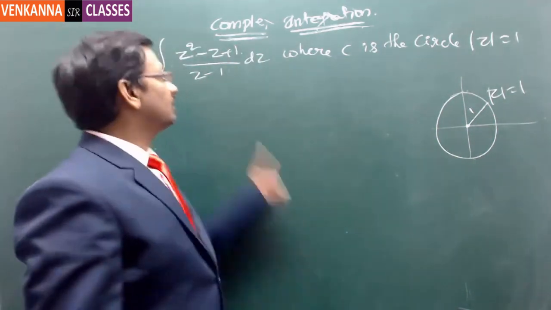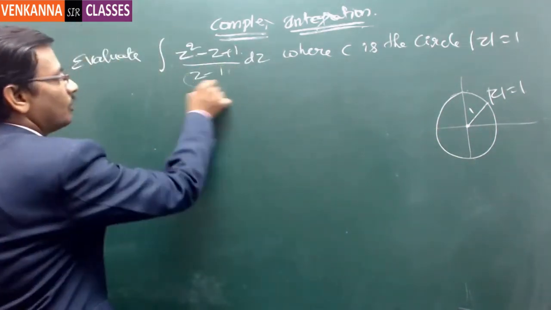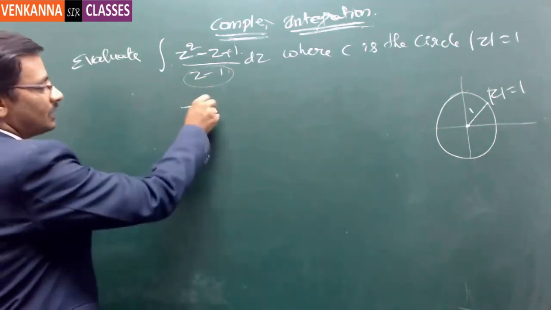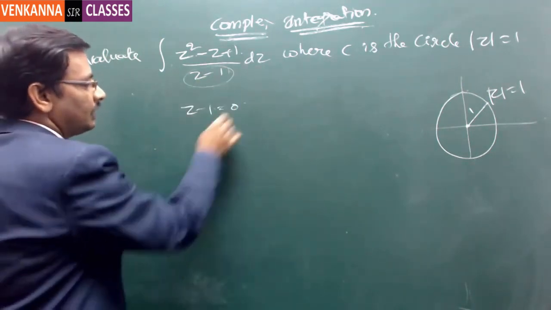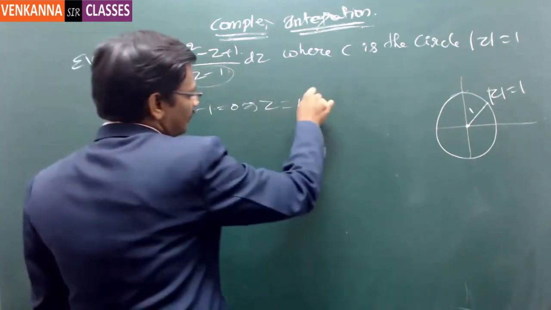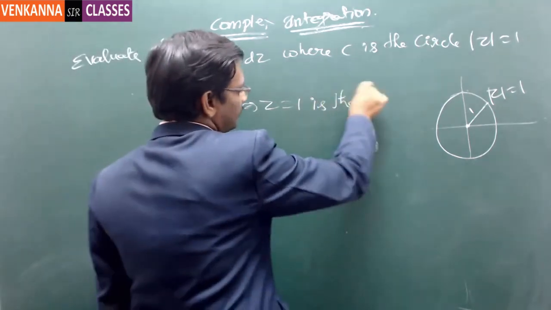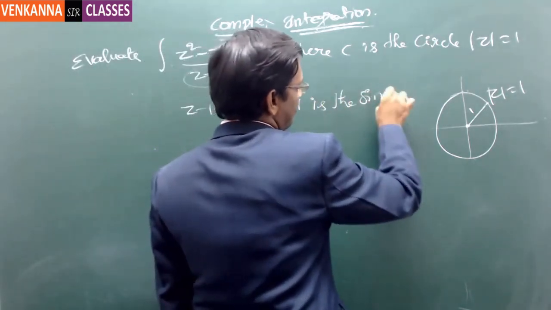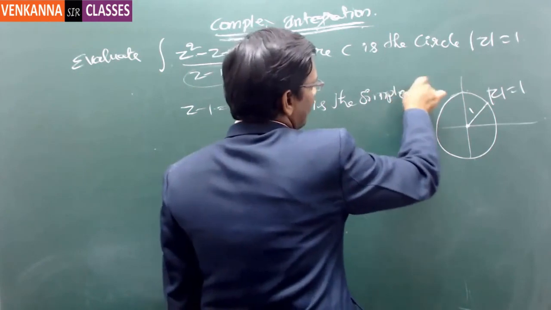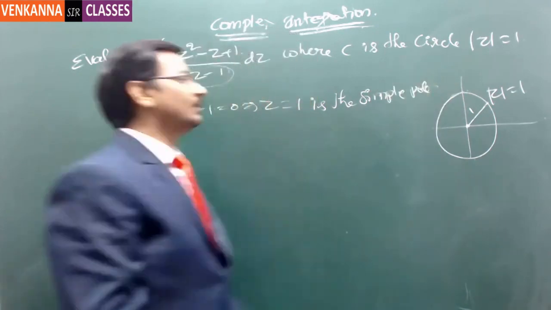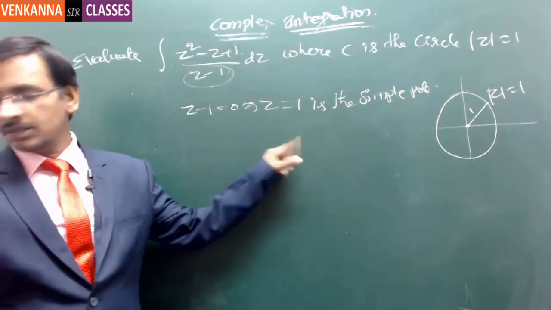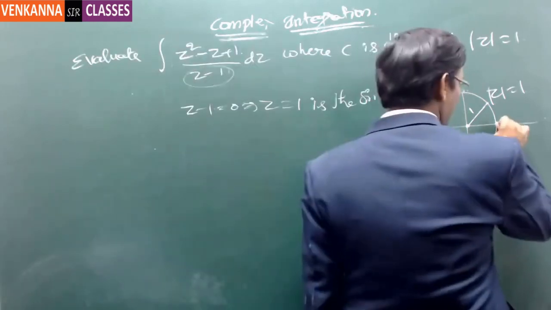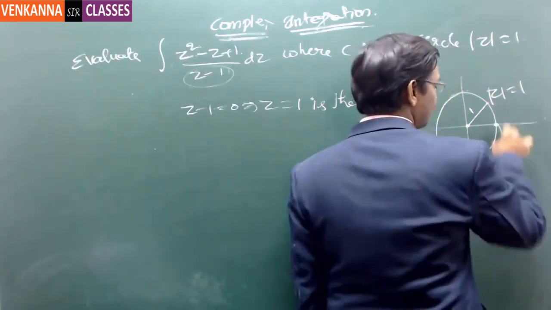Now here, this one at the denominator, this is the pole. So z minus 1 equal to 0 implies z is equal to 1 is the pole. It is a simple pole, and this is located on the circle mod z is equal to 1. So z is equal to 1 is the real point. This is the point, so this is a singular point.